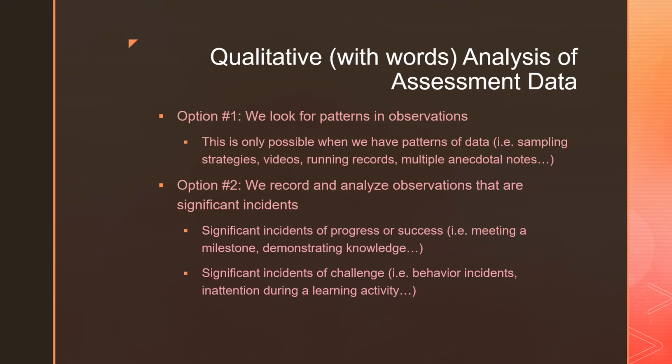When we analyze assessment data qualitatively, meaning with words, there are really only two options for possible analysis. The first one is that we look for patterns in observations. Since we're looking for meaning, we're often looking for patterns. However, option one is only possible when we have a pattern of data. For example, with sampling strategies like event and time samples, with videos, with running records, and with a series or multiple anecdotal notes. This option is not possible if we have recorded a single incident in time.